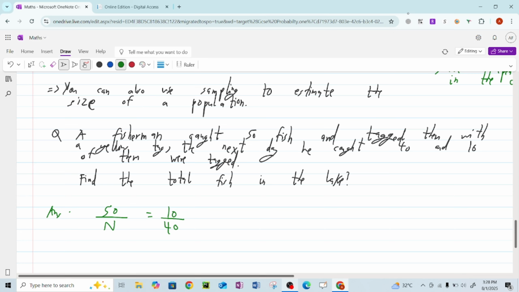Okay, now we have a ratio over here. Now we can multiply them, meaning we make a cross over here. 50 times 40, that will give you 2000, equal to 10n, and n will be equal to 2000 divided by 10. 0 and 0 cancel, so you have 200 fish in the entire lake. Okay, that's it for this one.